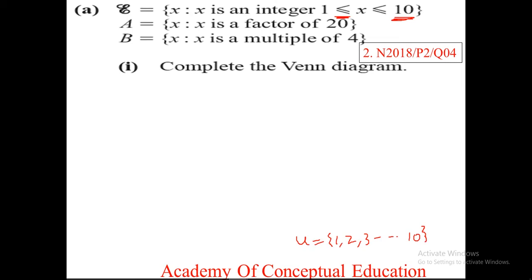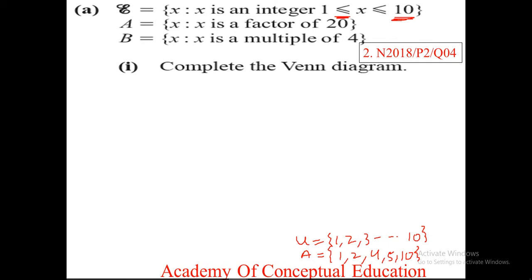Your set A will be, let me write it here, A will be the factors of 20. Now factors of 20 are 1, 2, 4, 5 and 10. We will not go beyond this.